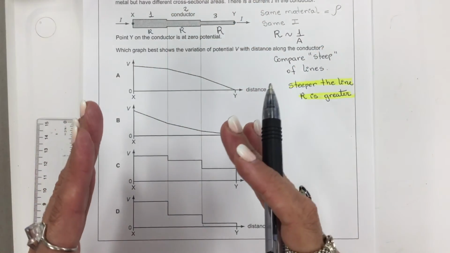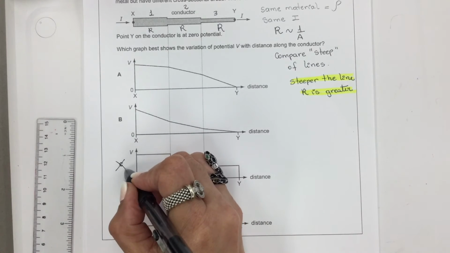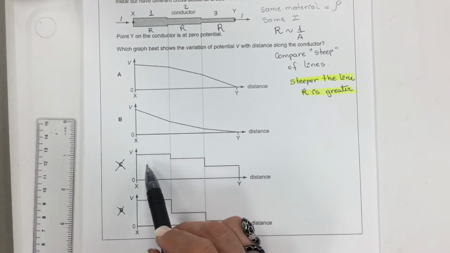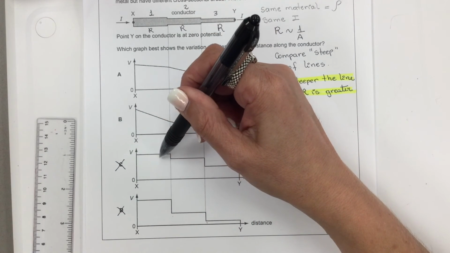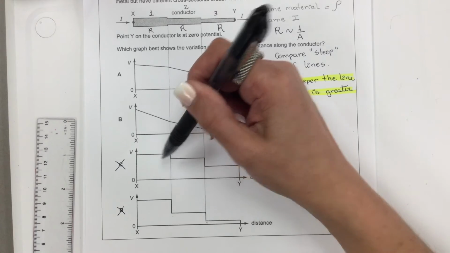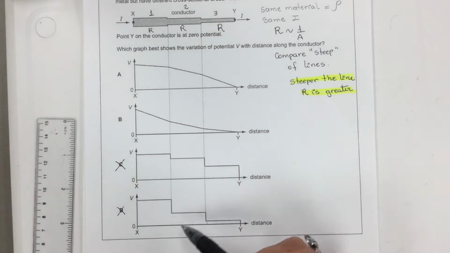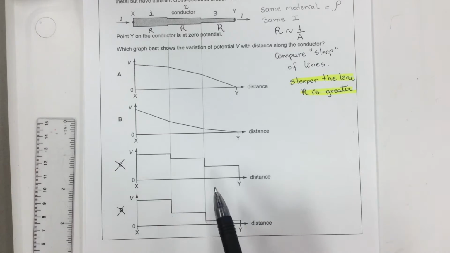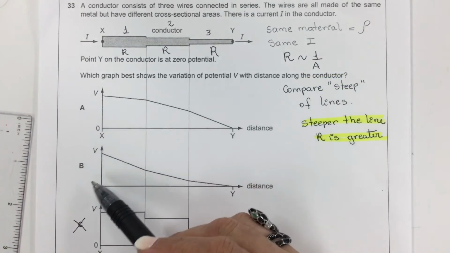With this being said, I can eliminate option C and option D because they are not showing a gradual drop in the voltage as the wire gets longer. Those two will not translate how the voltage drop behaves on a wire as the wire gets longer. Now we have just options A and B.